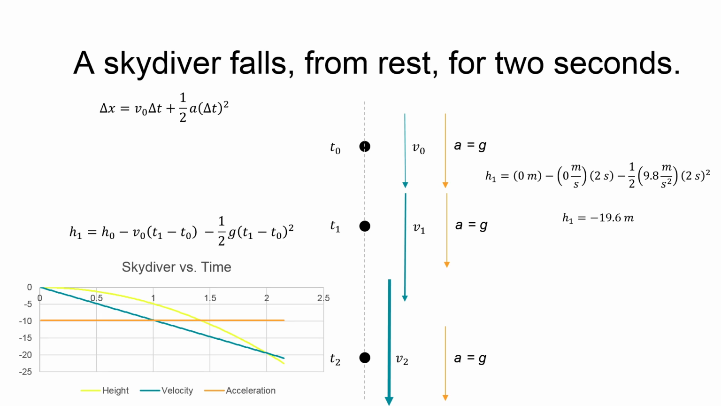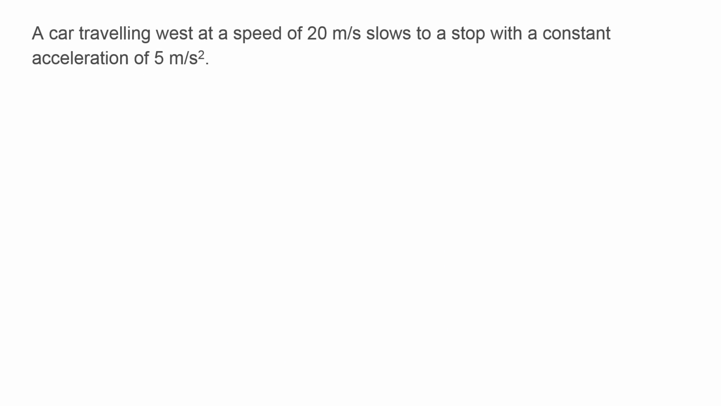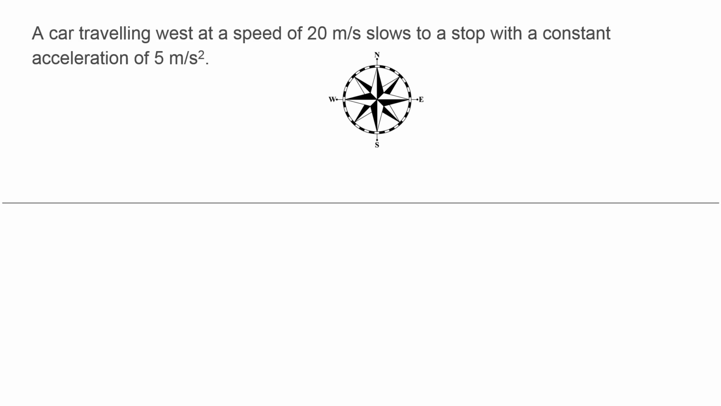Let's consider another example. We are told that a car traveling west at a speed of 20 meters per second slows to a stop with a constant acceleration of 5 meters per second squared. We'll begin our drawing by labeling our directions: north, south, east, and west. We will use eastward as positive and westward as negative.